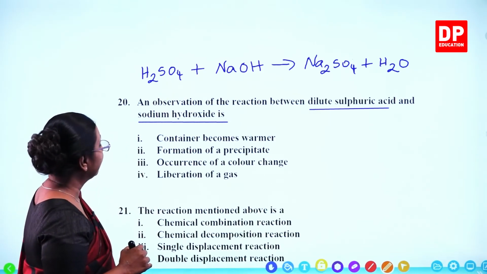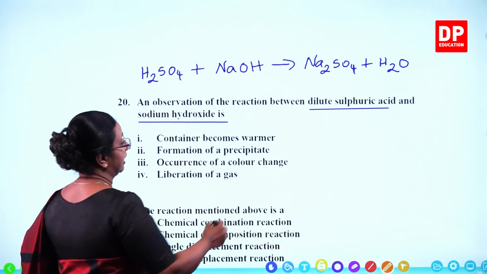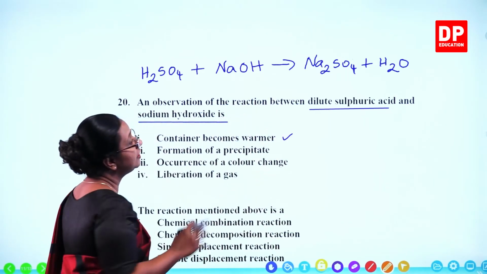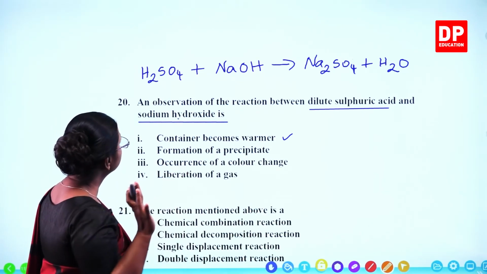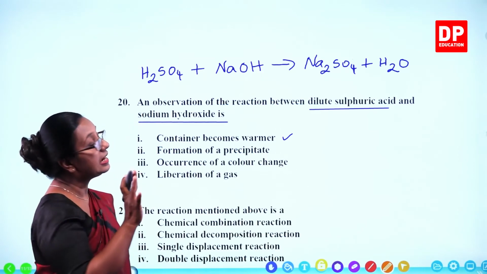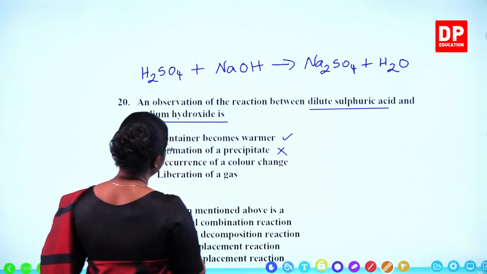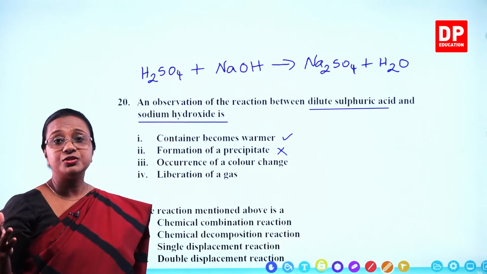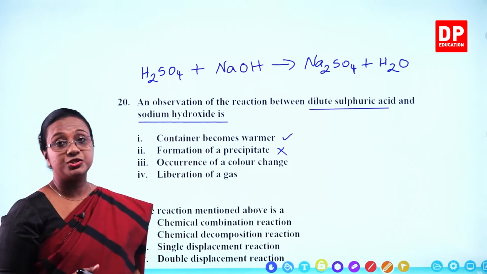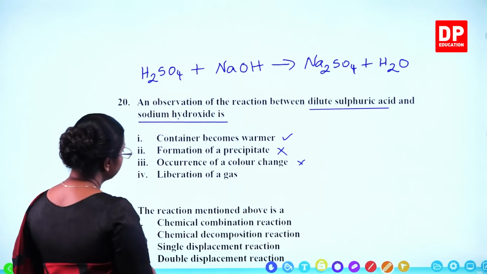So the observations. Container becomes warmer. That is correct. Here heat is evolved during the reaction, so the container becomes warmer. Formation of a precipitate. That does not happen. Sodium sulphate is not a precipitate. Occurrence of a color change. That also doesn't happen because all these solutions are colorless.